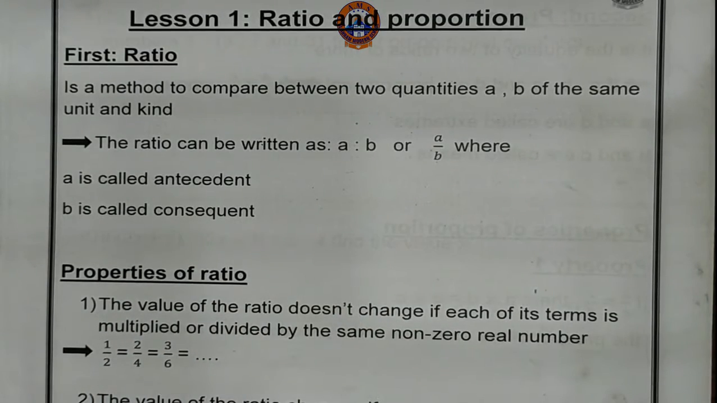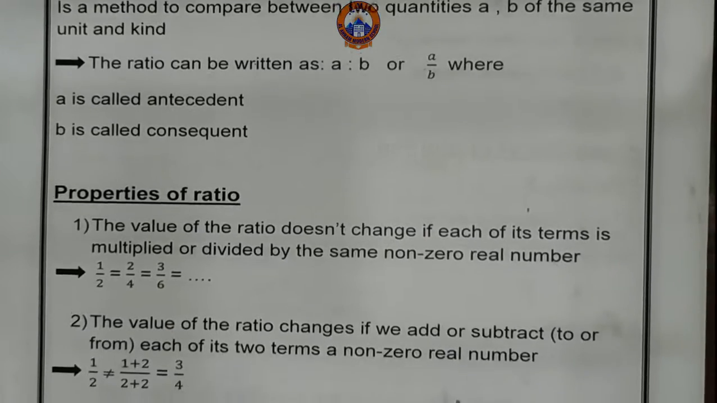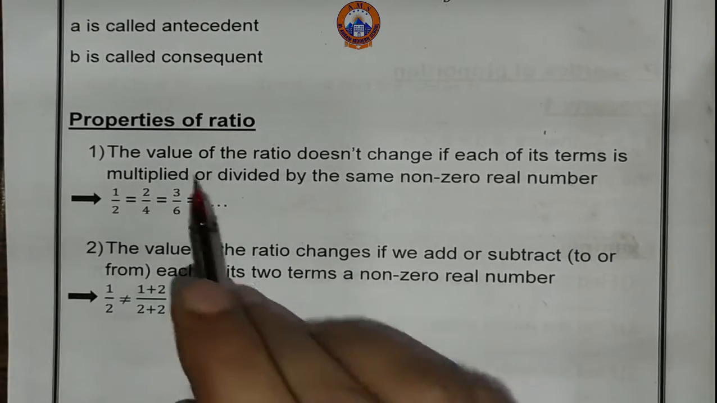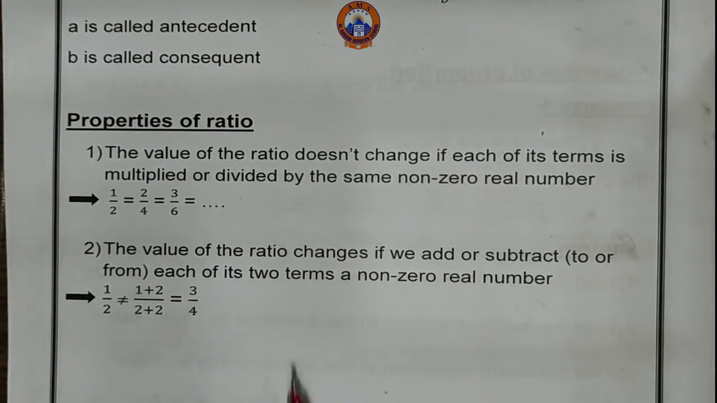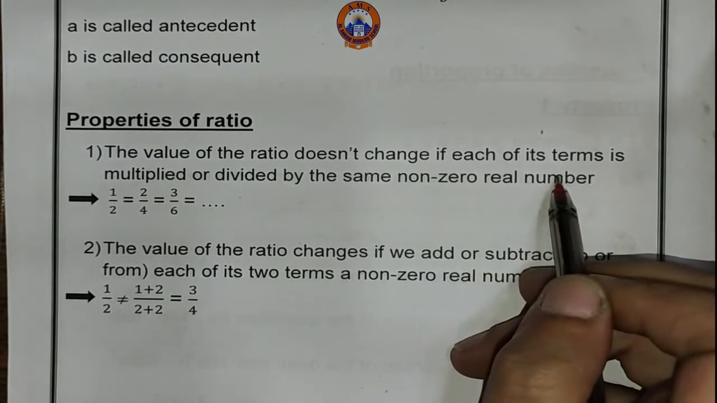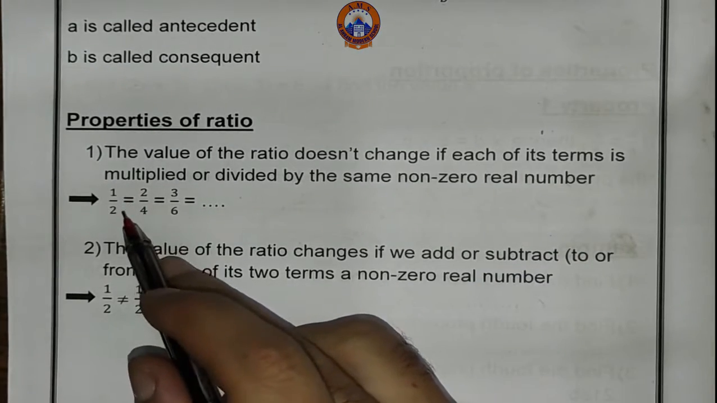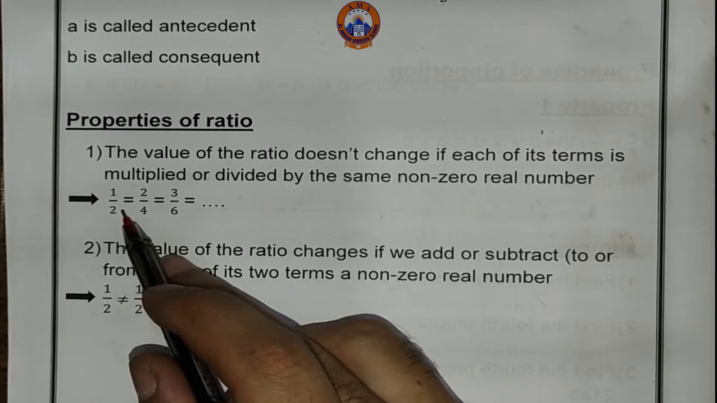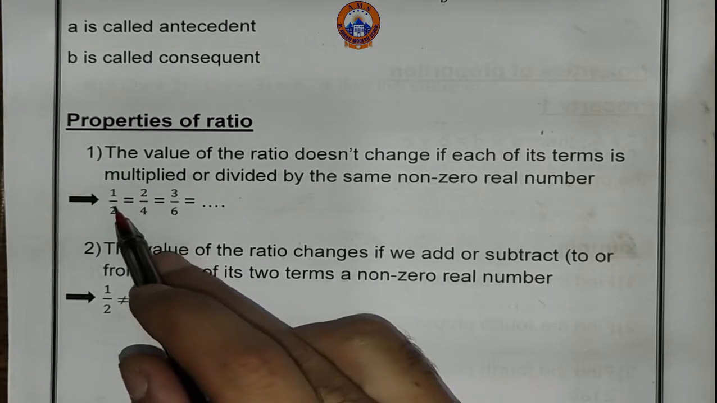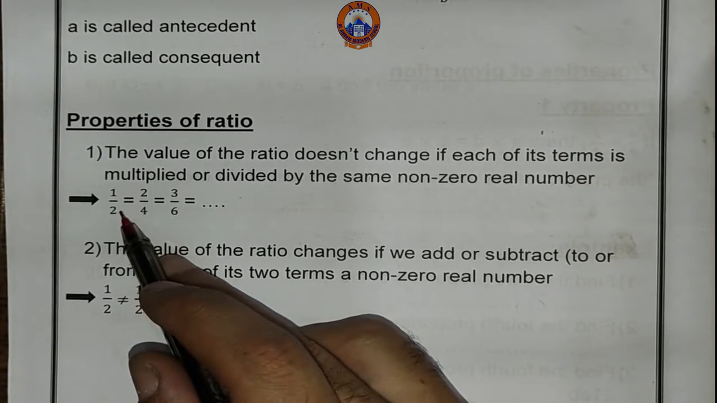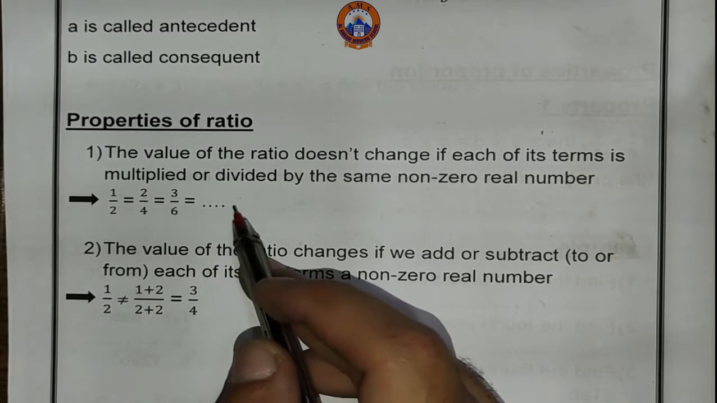From the important properties of the ratio, the value of the ratio does not change if each of its terms is multiplied or divided by the same number, which is a non-zero real number. As you can see, 1 over 2, if we multiply it by 2, it will be 2 over 4. If we multiply this half by 3, it will be 3 over 6, and so on.